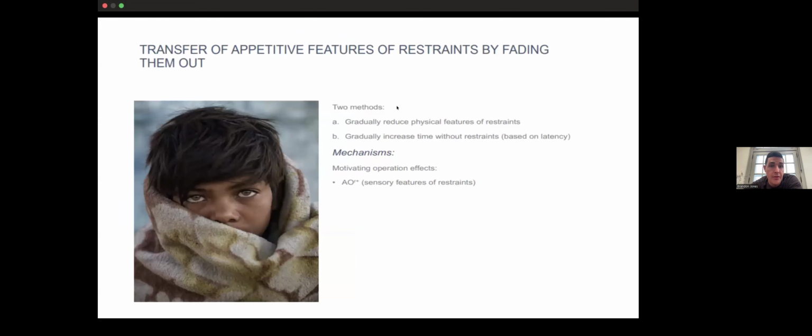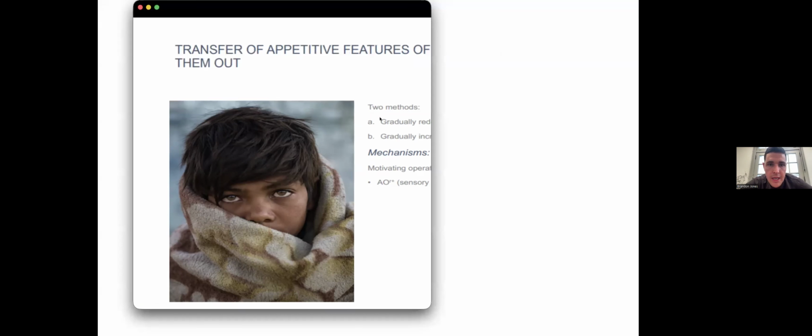Transfer of appetitive features of restraints by fading them out. This is if somebody seems to enjoy the actual stimulation that they get from restraints. And two different ways to do that is to reduce the physical features of that restraint itself or increase the time without those restraints based on the latency. And thankfully, we don't do this all too much, but there are some VIPs who find some restraint procedures to be fairly reinforcing. But that is all I have for this PowerPoint.